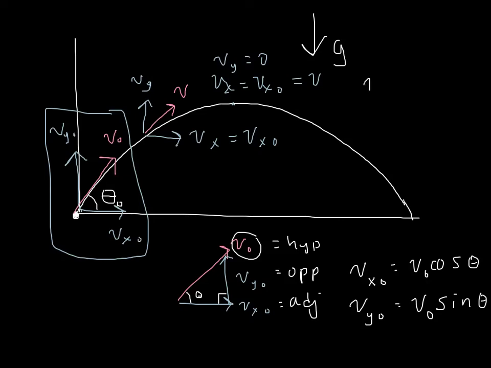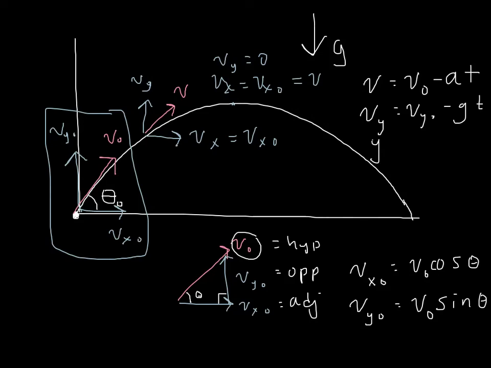So remember, we have our kinematic equations. V equals V naught minus at, or plus at, but in this case we have minus at because our acceleration is in the negative direction. Well, we can use this equation for the vertical direction. So we can say Vy equals Vy naught minus gt. So that's kind of cool.